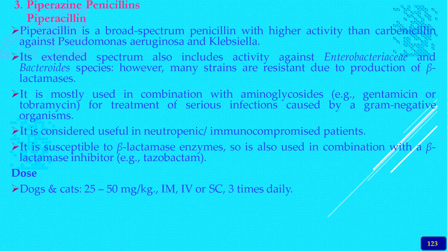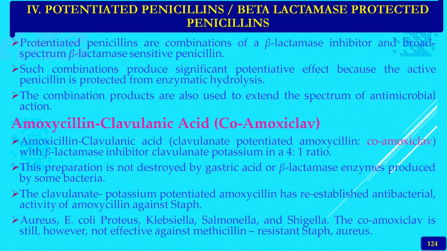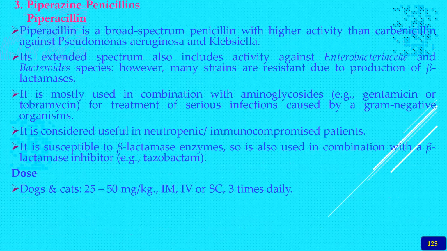Especially, it is mostly used in combination with the AGs, or aminoglycosides, like tobramycin. It is used along with these drugs. It is considered for neutropenic or immunocompromised patients, like HIV patients. It is susceptible to lactamase enzymes, so it is used in combination with beta-lactamase inhibitors like tazobactam or clavulanic acid. The dose is 25 to 50 milligram per cat, IV, IM or subcutaneous route, thrice a day.